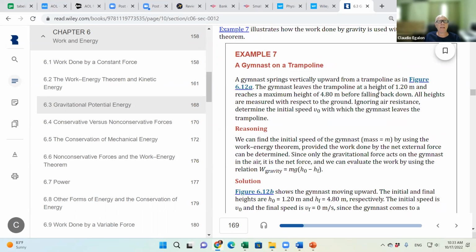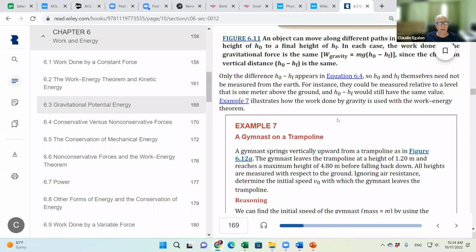The gymnast leaves the trampoline at a height of 1.2 meters and reaches a maximum height of 4.8 meters before falling back down. All heights are measured with respect to the ground, ignoring air resistance. Determine the initial speed V0 with which the gymnast leaves the trampoline. Okay, that's what he's asking you to do.